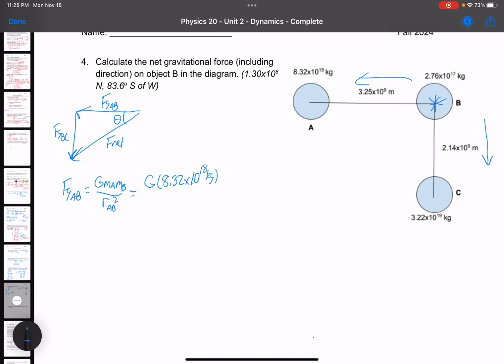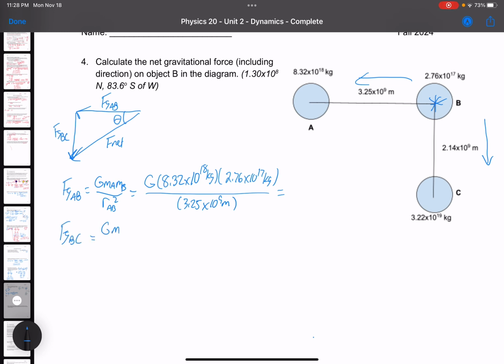18 kilograms. Okay, and then the radius, make sure it's in meters. It is 3.25 times 10 to the power 9 meters. Before I do the calculator portion, I'm just going to write the next one out, and then I can do them both at the same time.